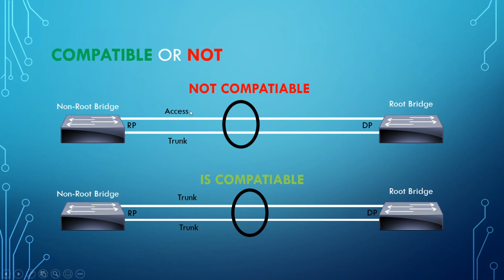I can't combine an access and a trunk link to be part of the same EtherChannel, because they operate differently. Access link, 1 VLAN, trunk link, multiple VLANs. However, I can do this. I can bundle these 2 trunk links together into an EtherChannel, providing that obviously they're the same speed, they support the same allowed VLAN list, and also they have the same STP cost.